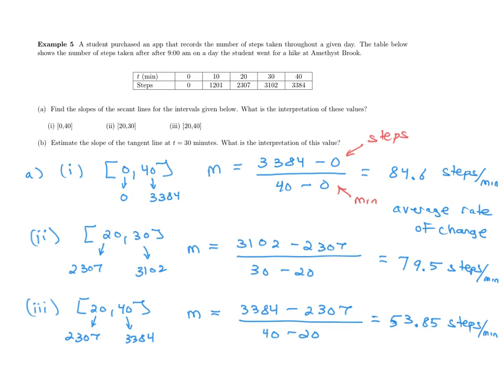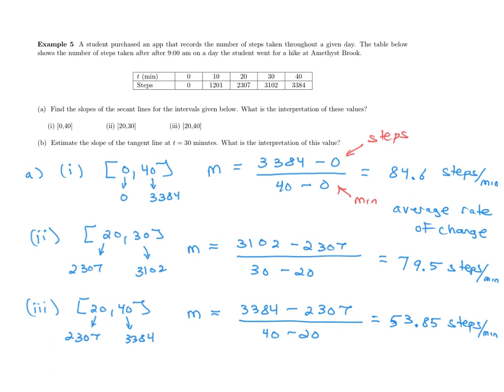For part B, it says, estimate the slope of the tangent line at 30 minutes, which is right here. And what is the interpretation of this value? For this question, we actually don't have a function to work with. We're only given a table of values. And this means actually getting the estimate can be quite difficult. One way you could do this is by graphing this on graph paper, drawing an equation that goes through it, and then using a ruler to draw a tangent line. I actually want to take a different approach.